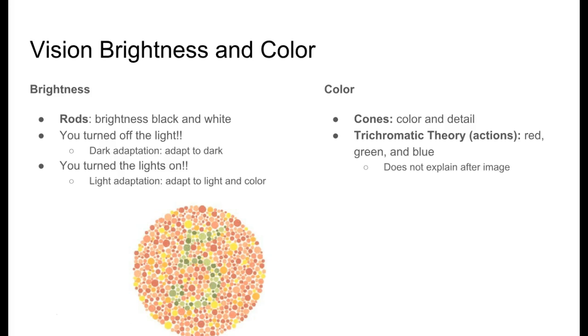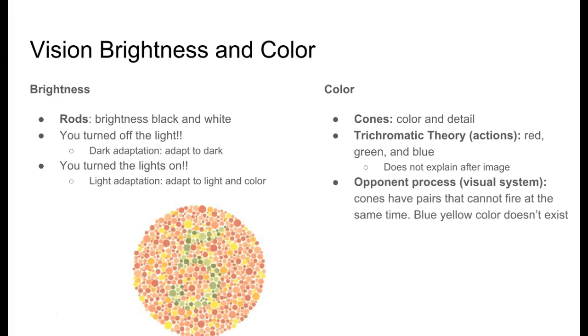But this doesn't explain what we call an after image. So this is if you stare at one of those colors for a long period of time and then look away at a blank wall, you will see the opposite color. Psychologists began to call this opponent process theory. And this does a better job of explaining the actual system itself. And what they say is that cones have pairs that cannot fire at the same time. So what that means is you either see blue or you see yellow, but you can't see a blue-yellow color. It's one or the other.